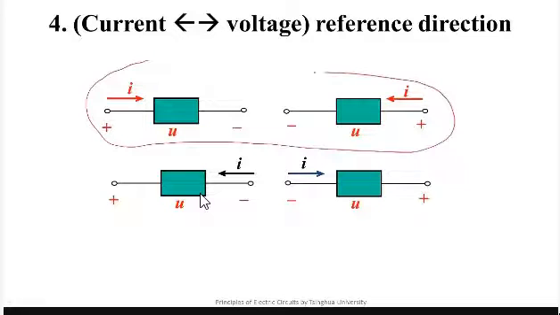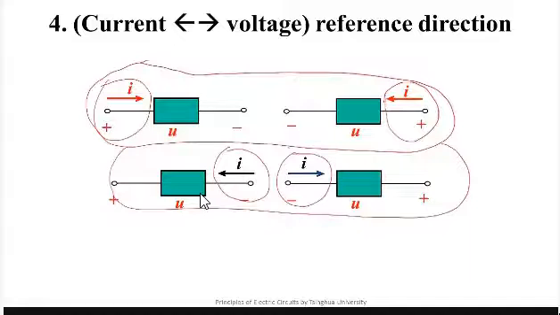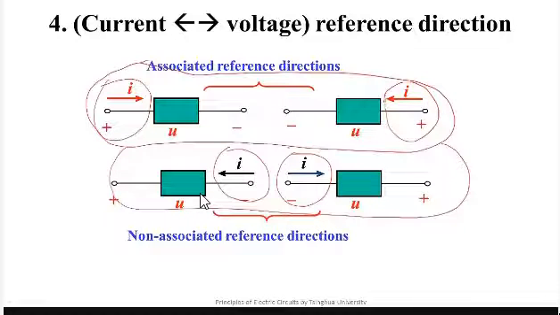What's the common characteristic of the upper group? What's the common characteristic of the lower group? Yes, in the first group, the current always flows into the positive terminal of the voltage. In the second group, the current always flows into the negative terminal of the voltage. For the first condition, we define it as the associated reference directions. For the second condition, we define it as the non-associated reference directions.